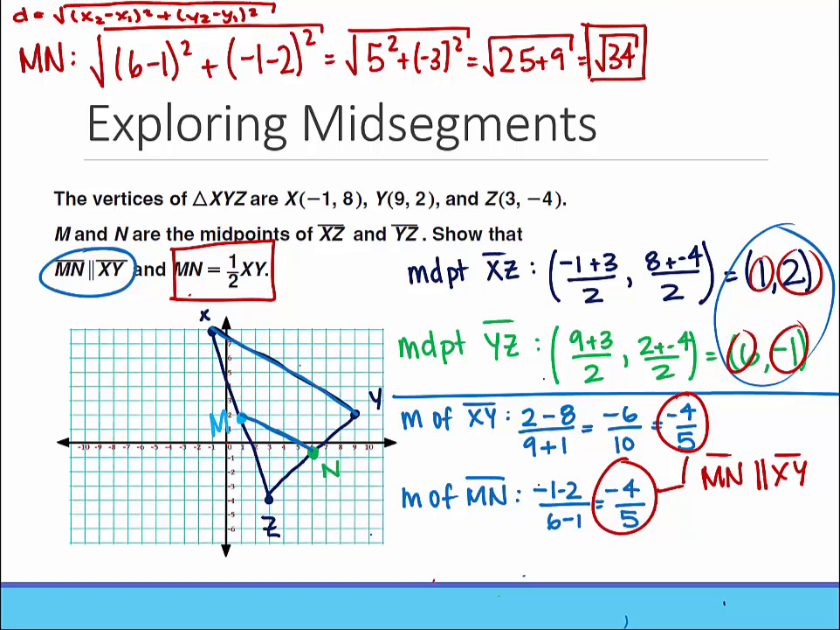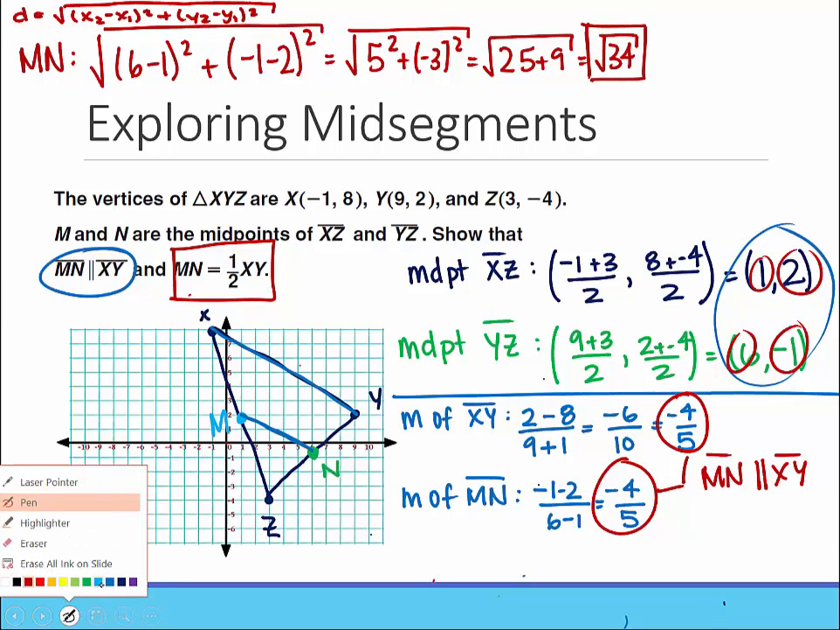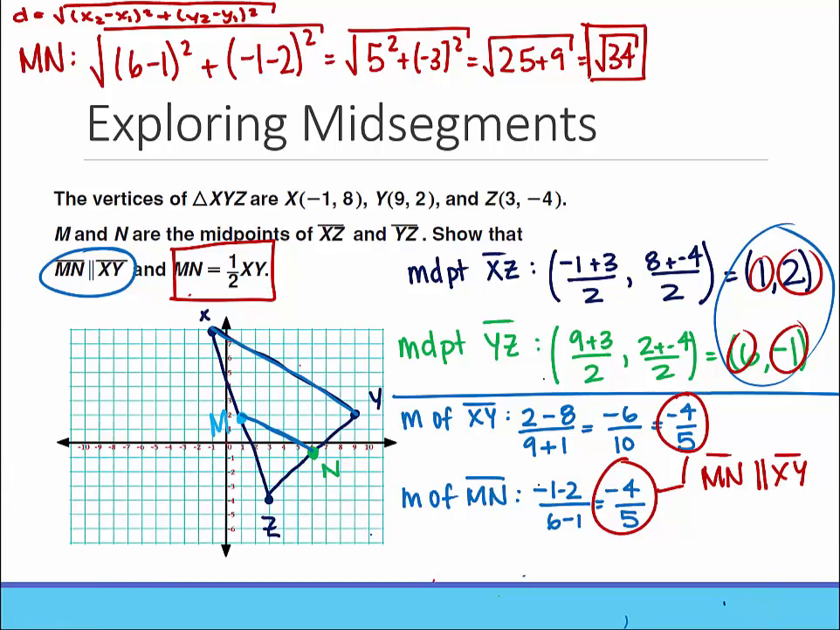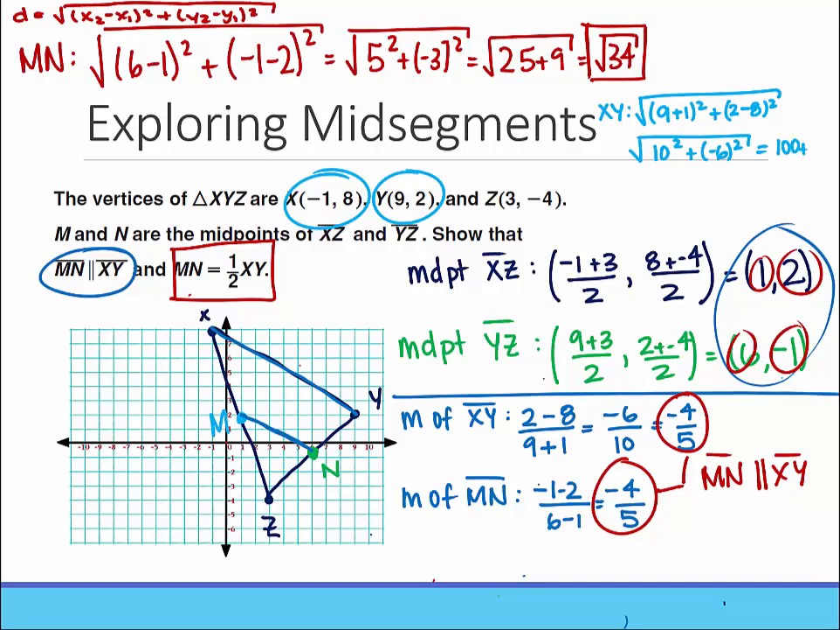And now we've got to do the same thing for XY. So XY, the square root of x is here, y is here. So 9 minus the negative 1 plus 2 minus 8. So we get the square root of 10 squared plus negative 6 squared, which is 100 plus 36. And we get the square root of 136.